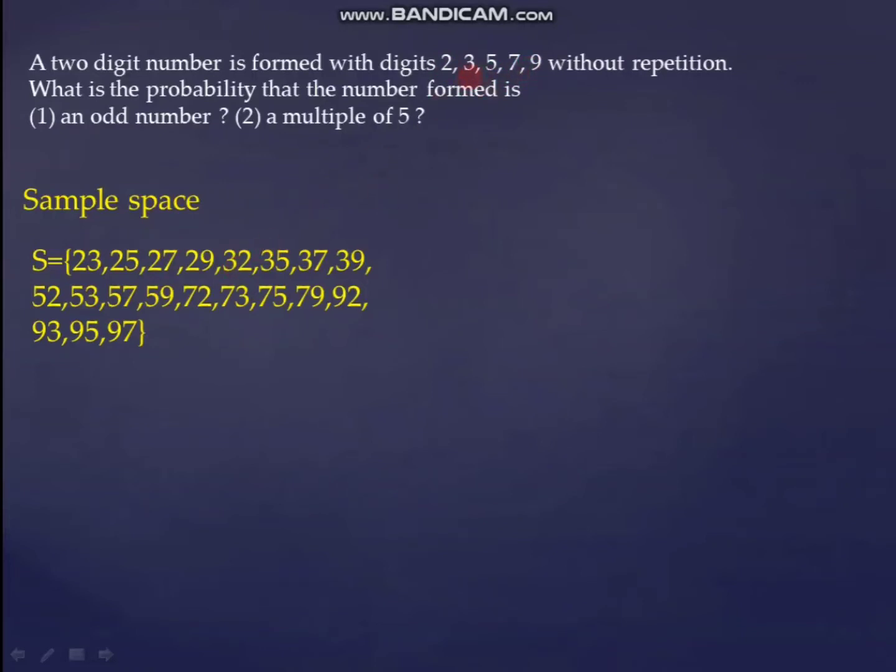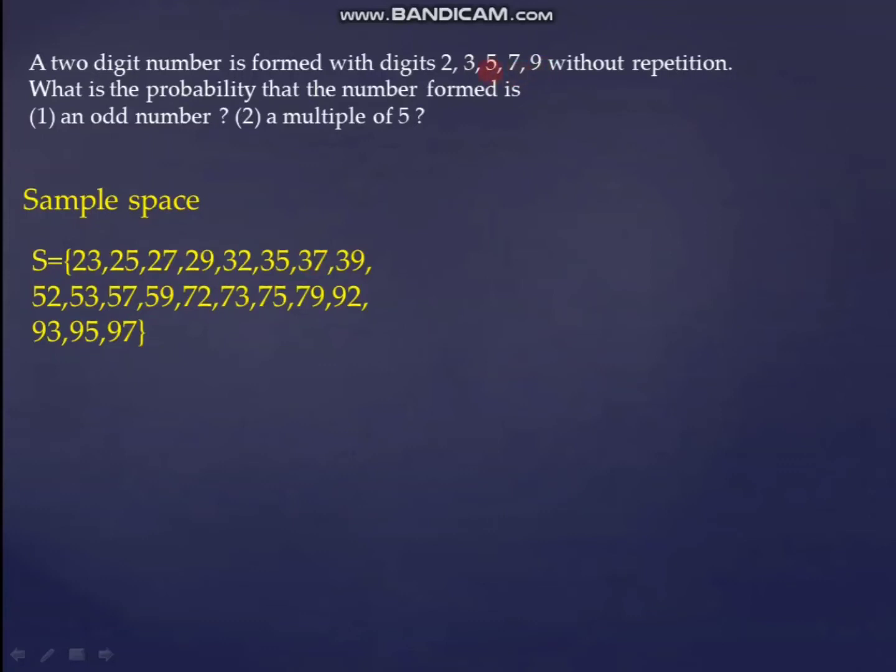Next, if we start with 3, we get 3, 2, that's 32. We cannot repeat 3, 3 to get 33 because the condition is given that we have to make a two-digit number without repetition. That's why after 32, we should use 3, 5. That is 35, 37 and 39.